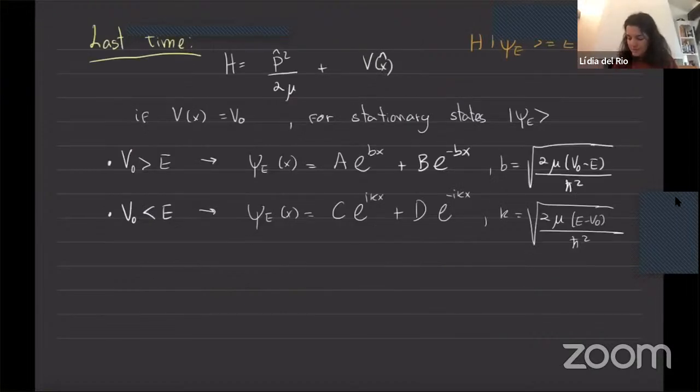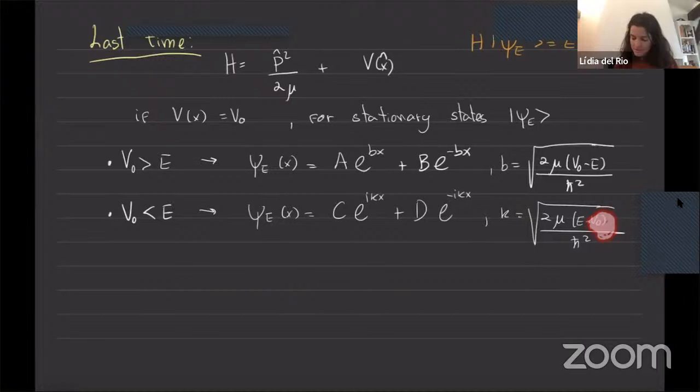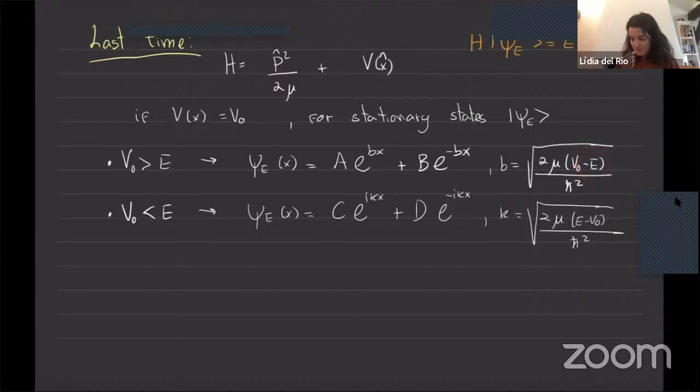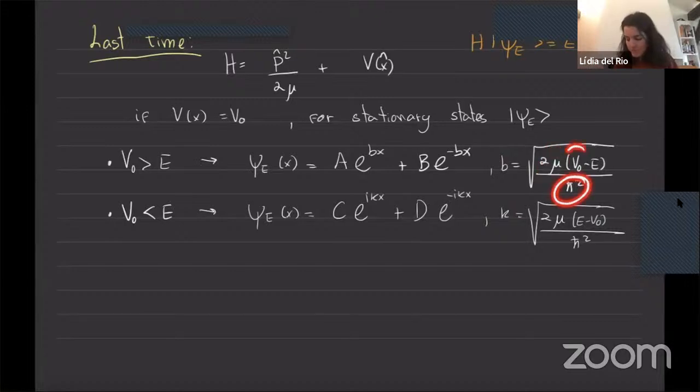So K, inside the box, depends only on the energy because B0 is 0. And B, outside the box, depends on B0 and on the energy. So we have another variable here, the energy of the particle, that is encoded here, because the mass of the particle we know, h bar we know, V0 is given by the setting of the problem, but the energy is still free.